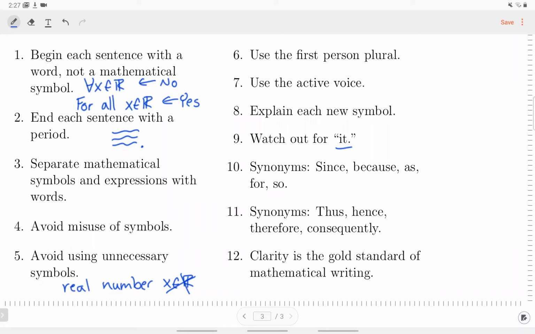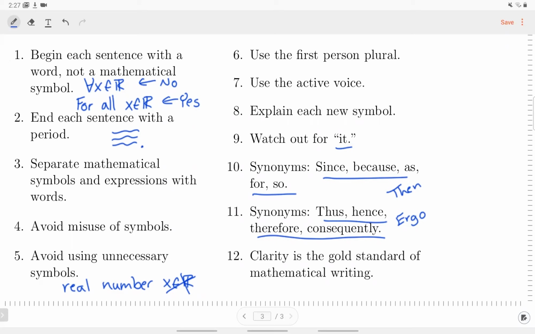Okay. And then it just lists some nice synonyms so your proof isn't using the same words over and over. You know, since, because, as, for, so, thus, hence, therefore, consequently. I also like ergo, right? All good words. I use then a lot. Try to get a little variety in there in your proofs.